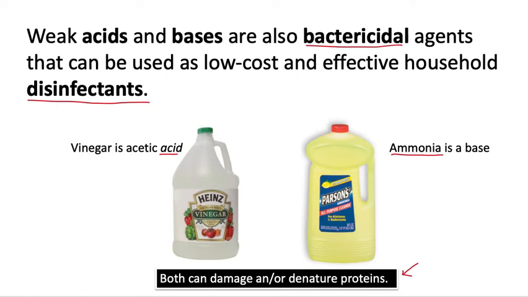Something like hydrochloric acid or nitric acid might be able to sterilize, but let's be real, we're not going to use hydrochloric acid or nitric acid in any of our household products. So for our household acids and bases like vinegar and ammonia, these are going to be used to disinfect, not sterilize. And we're not going to use them as antiseptics.